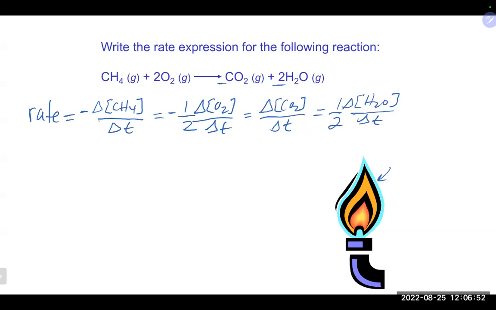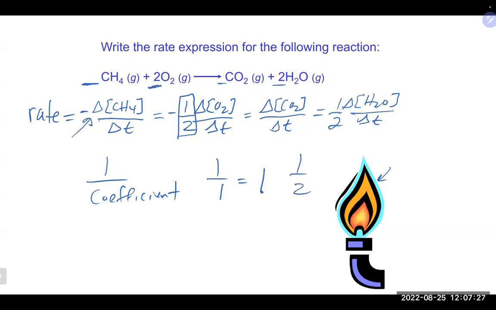Any questions on that? Yeah, so the general way that you do the stoichiometry part of it is you take 1 over the coefficient from the balanced equation. The coefficient for CH4 is actually 1, so technically it's 1 over 1, which is 1. Usually we don't include 1 because it's not necessary, which is why there's nothing here. Now when we get to here, it's 2, so we take 1 over 2, and that's where that comes from. Yeah. Other questions?